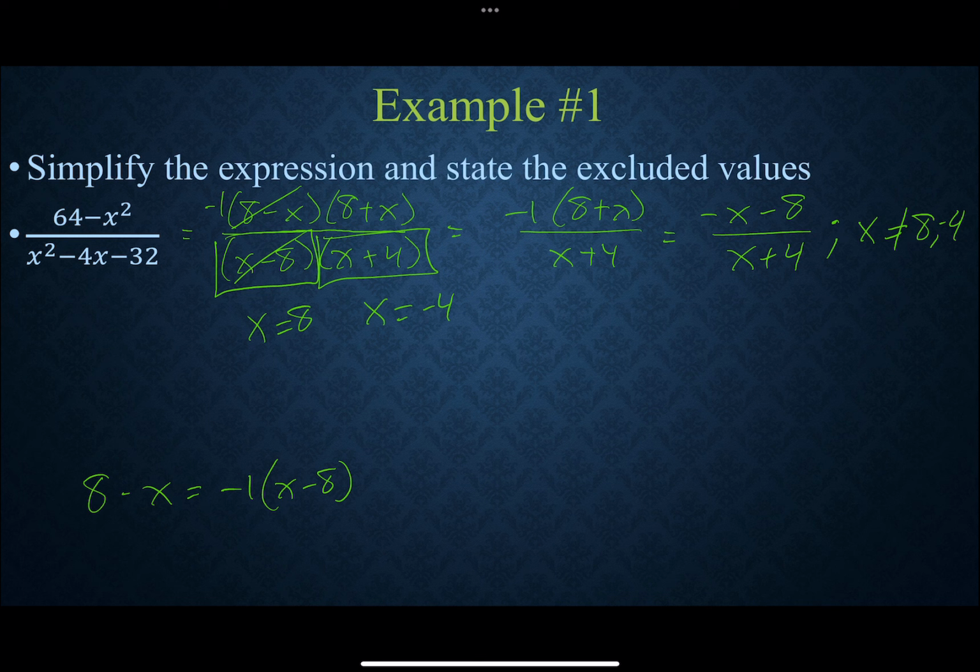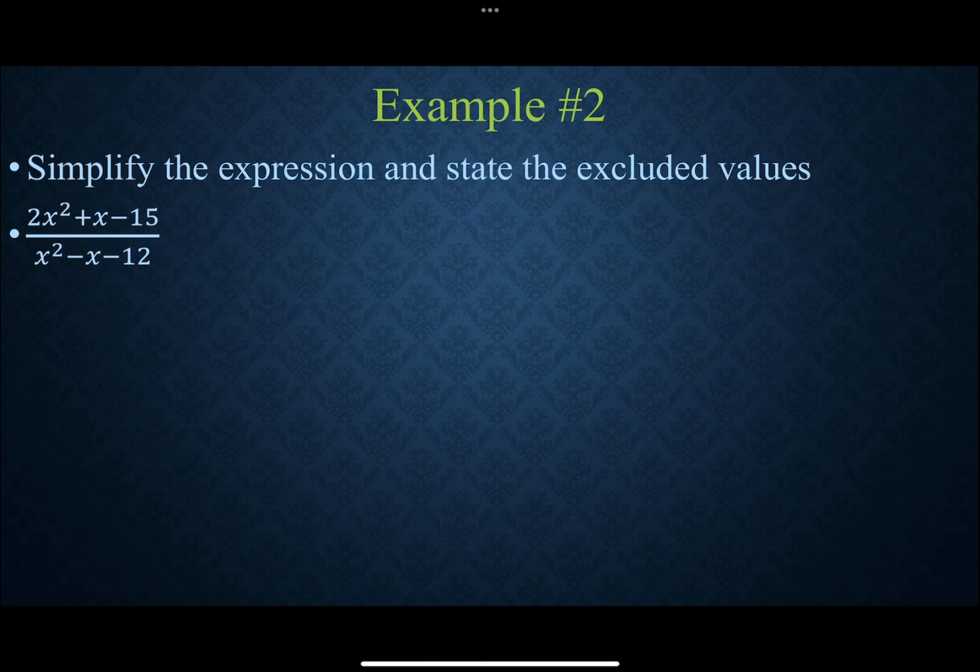The numerator is totally fine. We can have 0 up top. That's not going to cause any issues. It's all about the denominator. All right, let's do another one.